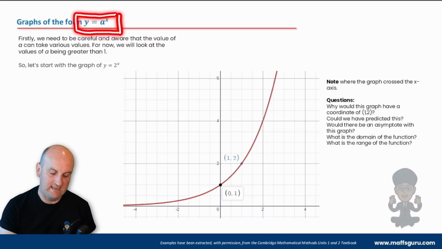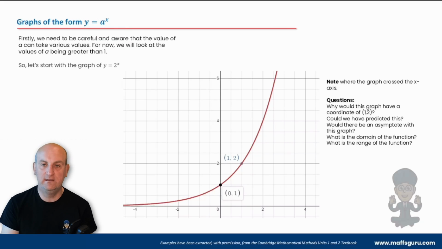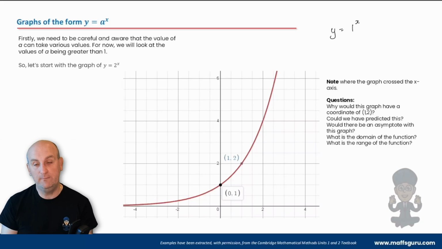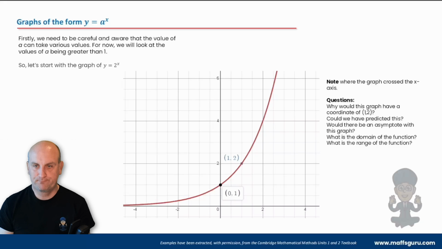Right, now, firstly, I'm going to break it down and look into the idea of the graph of the form y equals a to the power of x. Now, a, for the moment, we're going to deal with the number greater than 1. Because, well, firstly, if we did y equals 1 to the power of anything, it's basically just going to be a straight line. Why? Because y equals 1 to the power of anything is just a straight line. If you don't believe me, fire up Desmos or your calculator and have a look.